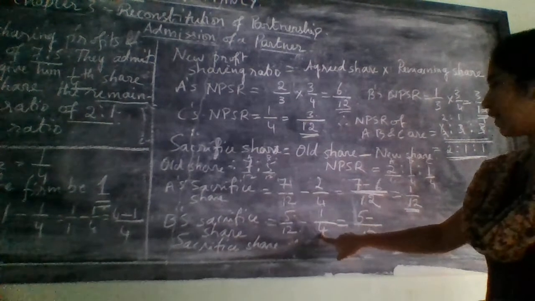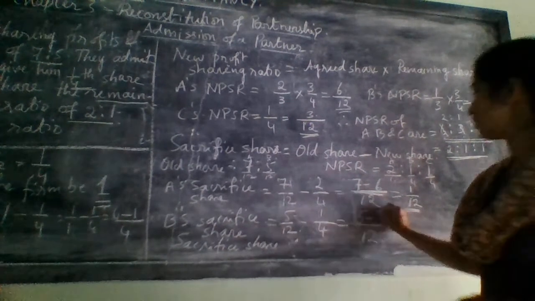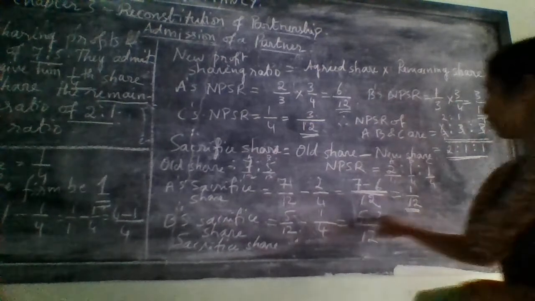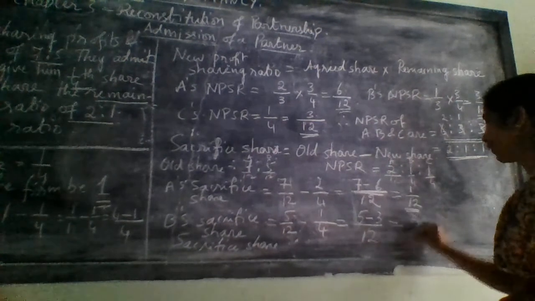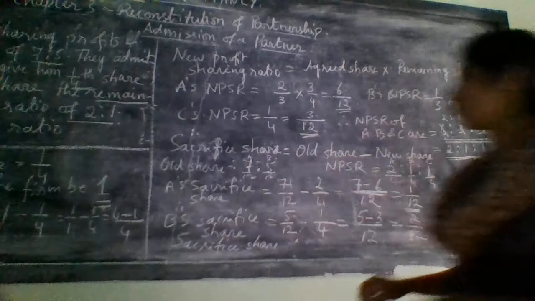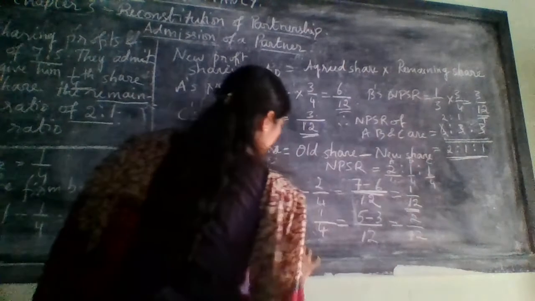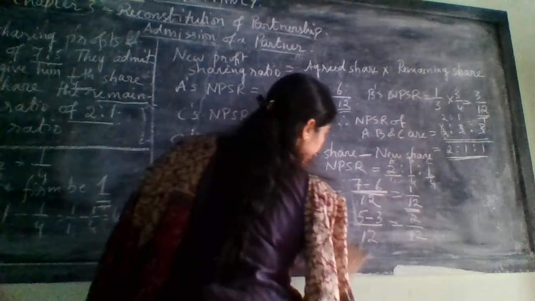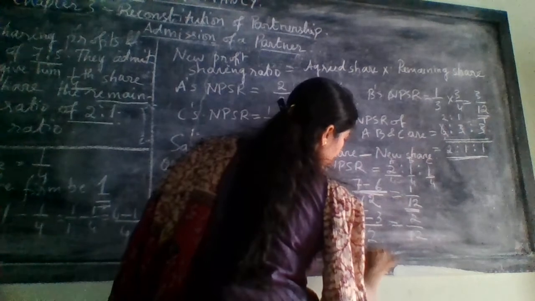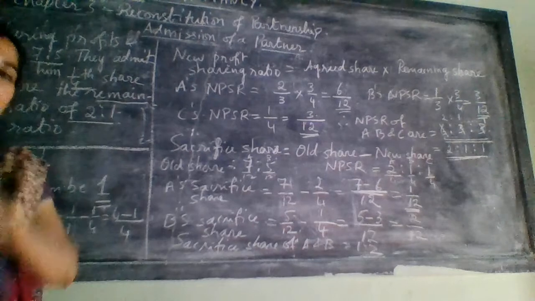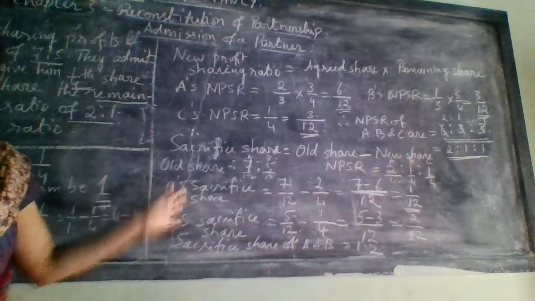How much will you get? 3. 3 1s are 3. 5 minus 3, 2. 2 by 12. Your answer will be: sacrifice share of A and B is how much? 1:2. Directly you will get here 1:2. So this is one more method.